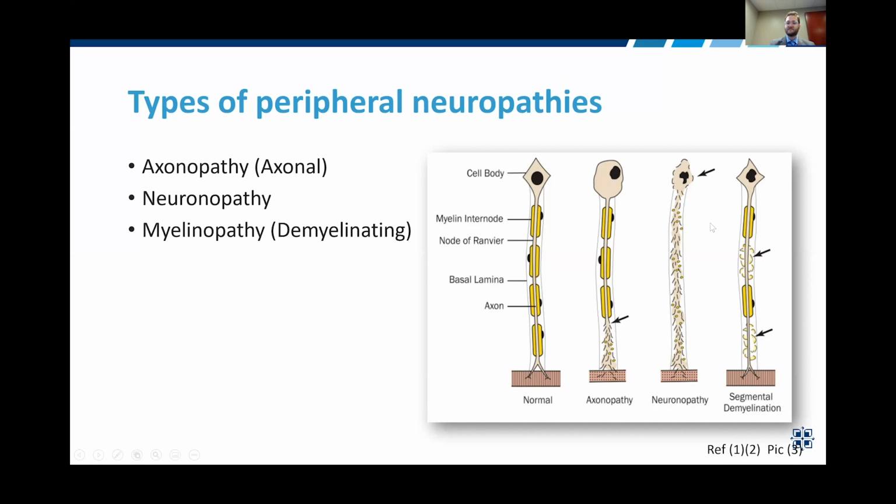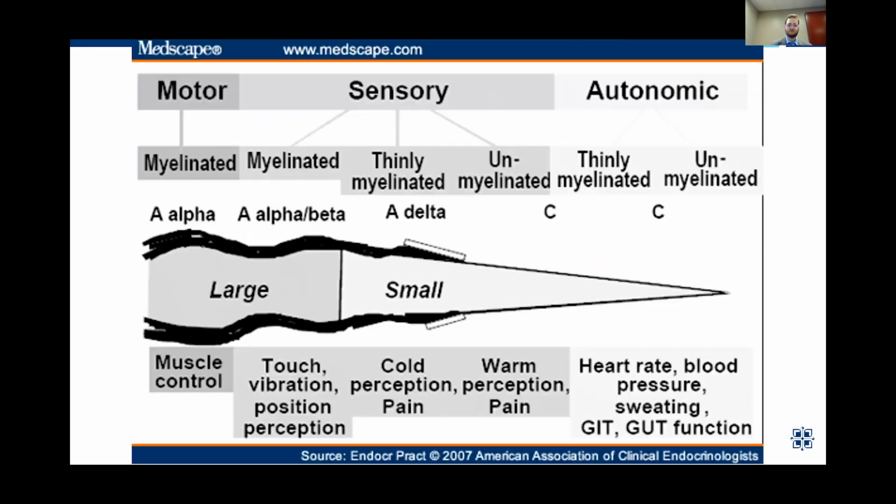When you have a neuronopathy, which indicates pathology of the actual cell body, you can see that you get deterioration along the entire length. And then in segmental demyelination, you see that areas of demyelination intersperse with areas of myelination, but depending on how severe the areas of demyelination are, you can get failure of conduction, conduction block, and of course, overall slowing of conduction.